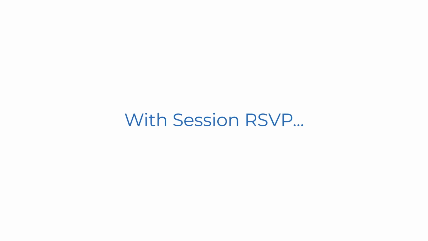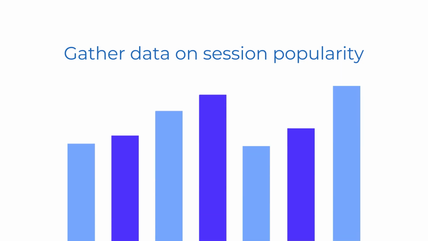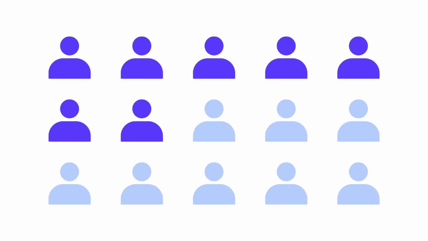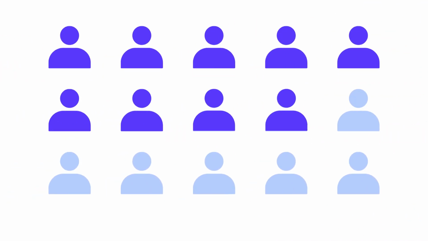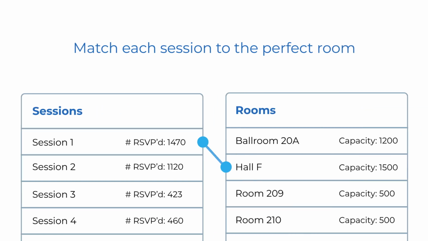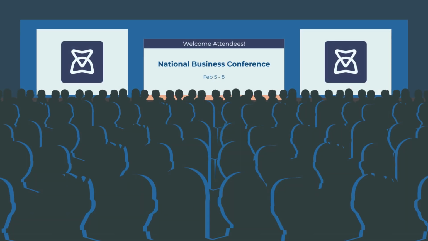With Session RSVP, Whova makes it easy for you to gather data on all of your different sessions, so you can listen to your audience and rely on data rather than your own prediction. See the RSVP numbers for each session, then use them to match those sessions to the perfect room. Useful for when a session gets a high number of signups, so you can hold it in a more accommodating space.